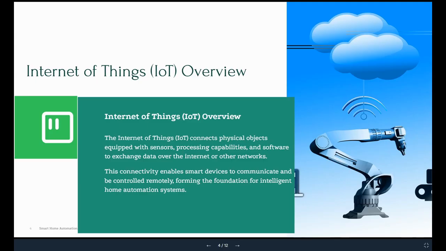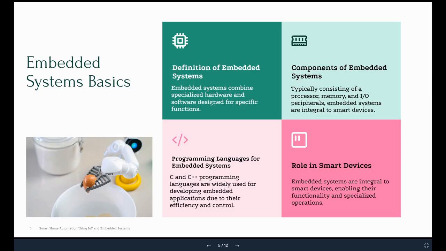Moving on to IoT overview. IoT means that it connects physical objects equipped with sensors, processing capabilities, and software to exchange data over the internet or other networks. This connectivity enables smart devices to communicate and be controlled remotely, forming the foundation for intelligent home automation systems.